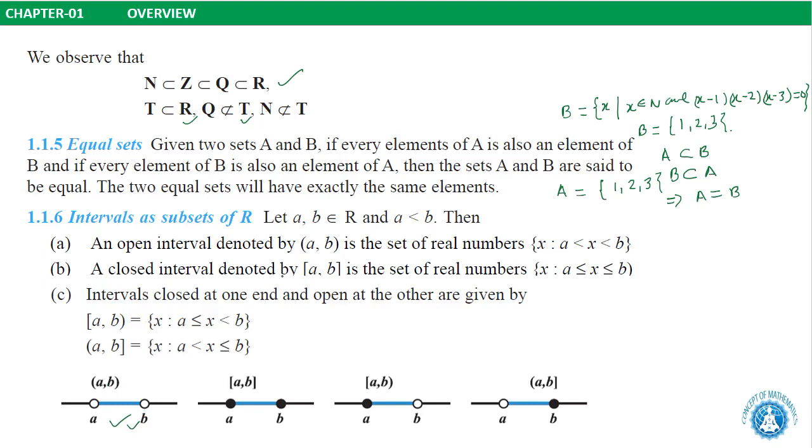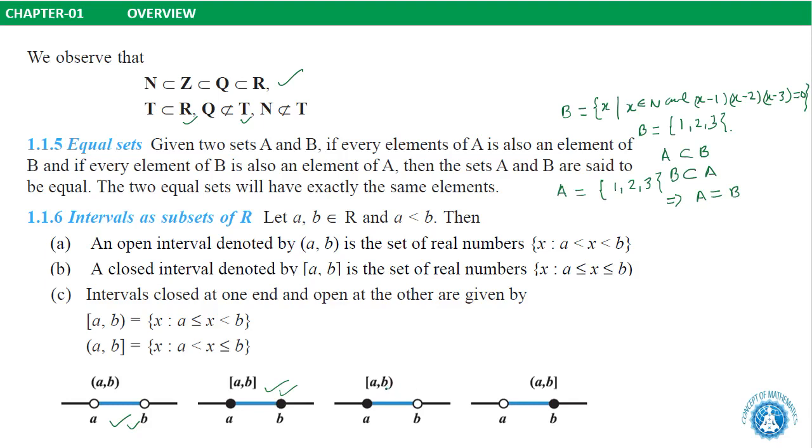A closed interval, denoted by square bracket a comma b, is the set of real numbers such that x is greater than or equal to a and less than or equal to b. Closed interval, this one: all numbers from a to b. Here it was numbers between a and b, not a and b.